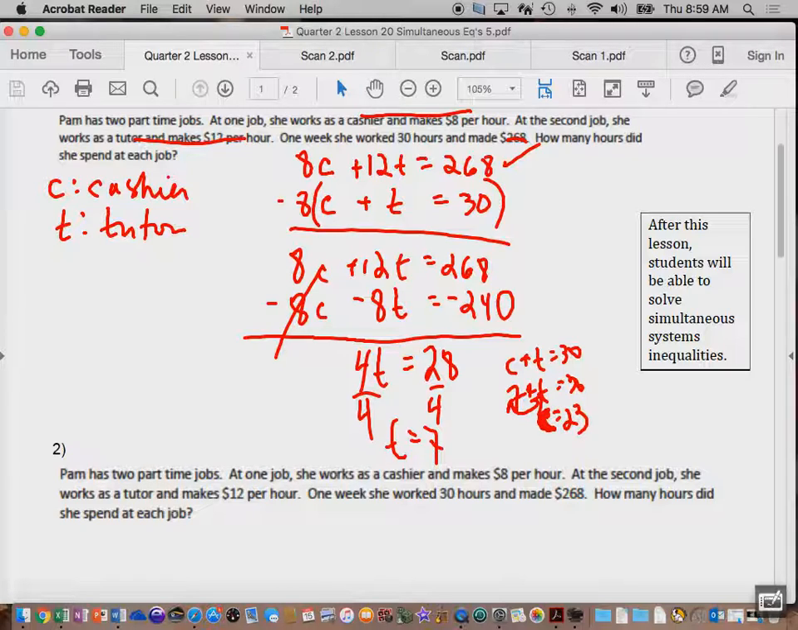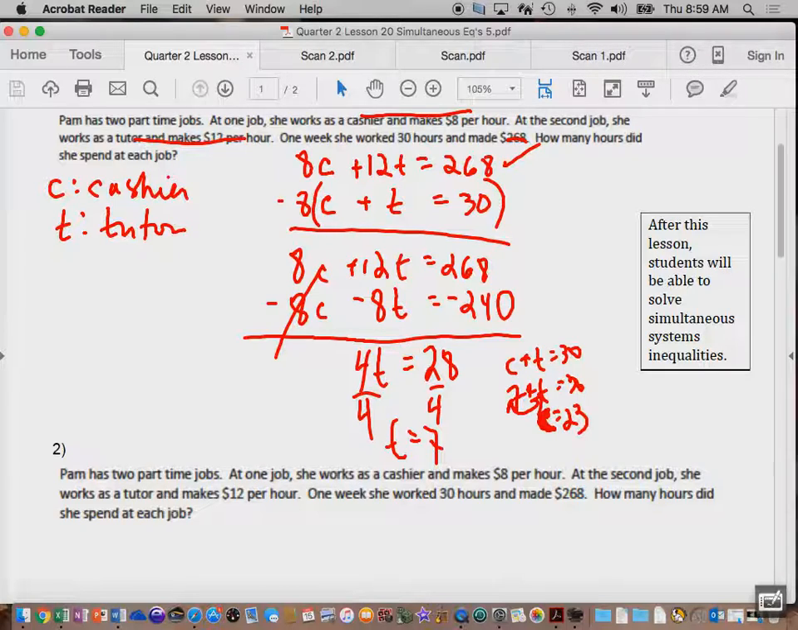Yes? Why did you subtract 240 from 260? Wait, that doesn't make any sense. The T's. I added them, I distributed a -8 to the 30, that's -240, and I add it. They add up to nothing, this adds up to 4T, this adds up to 28.